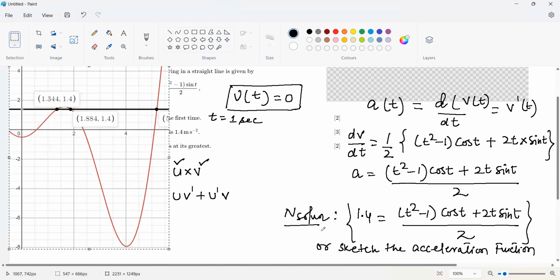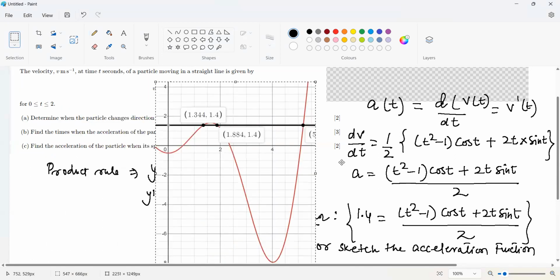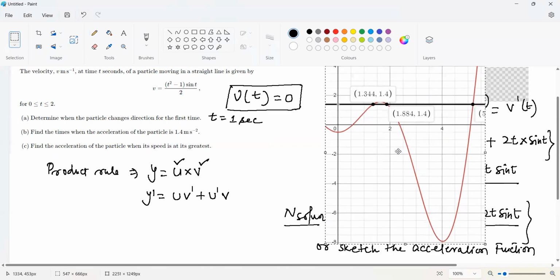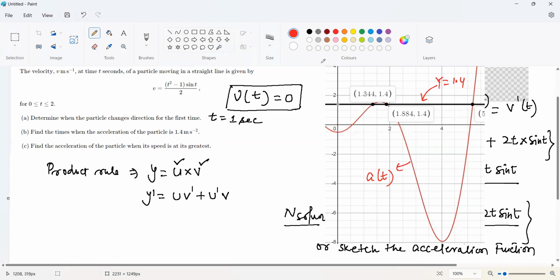See here what we get. This is that acceleration function, the red color one. And this black color straight line is y equals 1.4. And where it is crossing 1.4, the acceleration function, before 2, it is crossing 2 times.